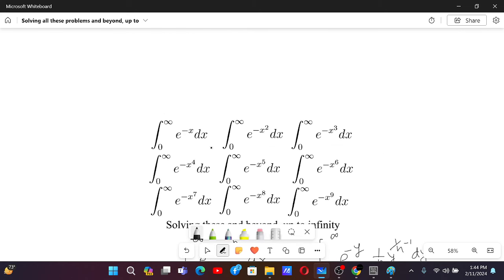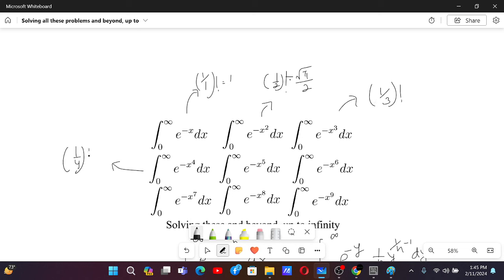So basically for the first case we will have 1 by 1 factorial, and this is just 1. Now this is just 1 by 2 factorial, which is root pi by 2. Now for the others, we know this is 1 by 3 factorial, 1 by 4 factorial, 1 by 5 factorial.